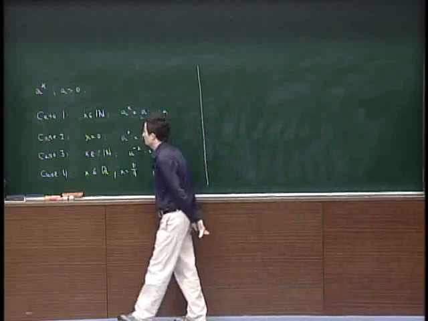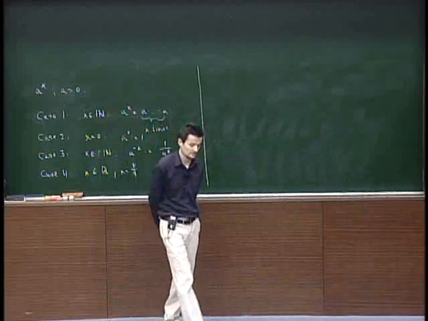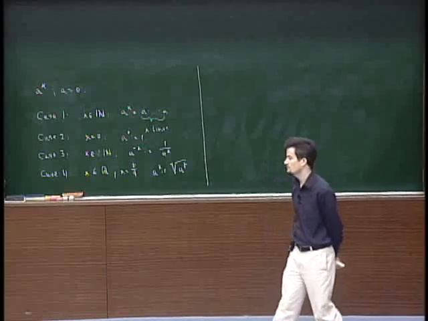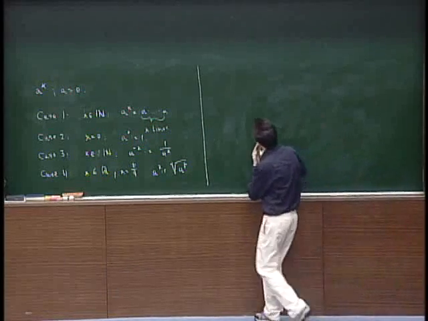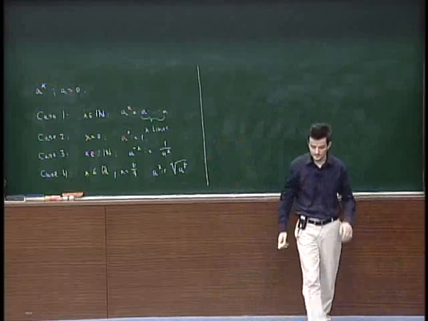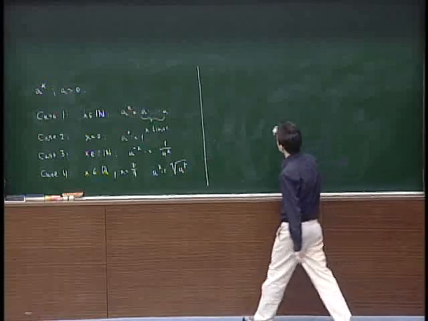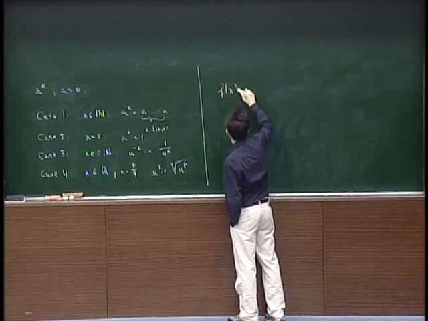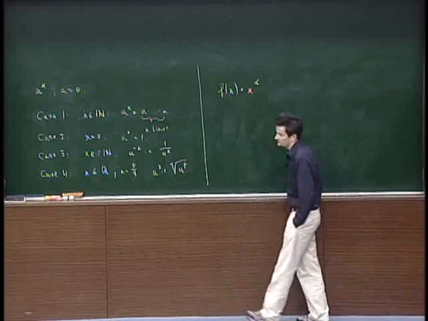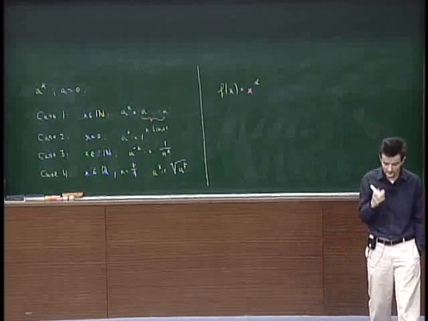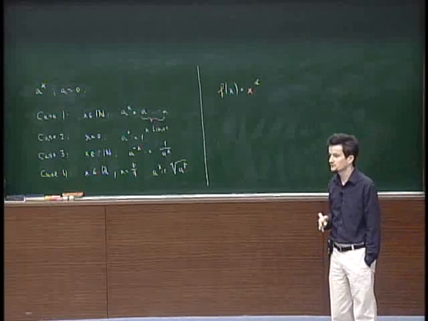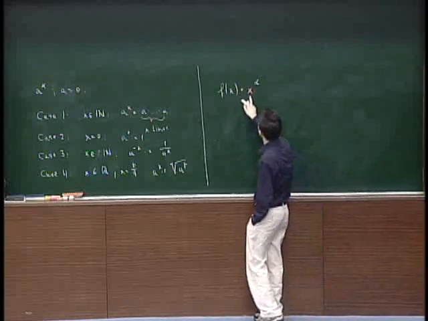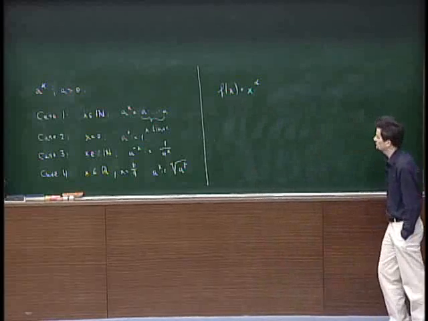Now, if we would have never defined a to the x, once we define the integral, we would observe something interesting, namely, as I have said, every continuous function has an antiderivative. Normally the only way to find expressions for antiderivatives is by guessing. Now for this case here, f of x is equal to x to the alpha.